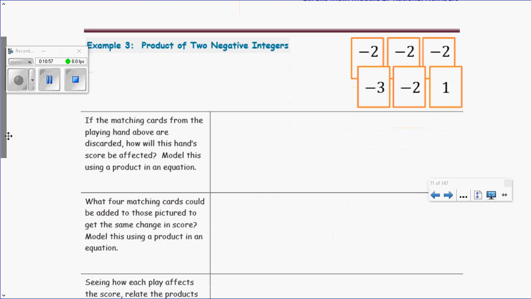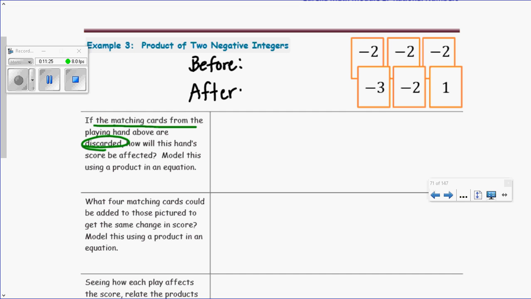Okay, our last example for today is example 3, the product of two negative integers. In this one, it's saying, what if I discard all the matching cards? Well, here are all the matching cards: negative 2, negative 2, negative 2, negative 2. We're going to figure out what happens to our score when I get rid of all those negative 2's. To get that, we have to look at the before score, and then the after score.